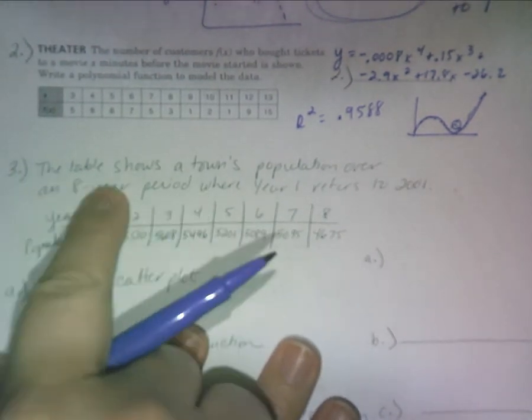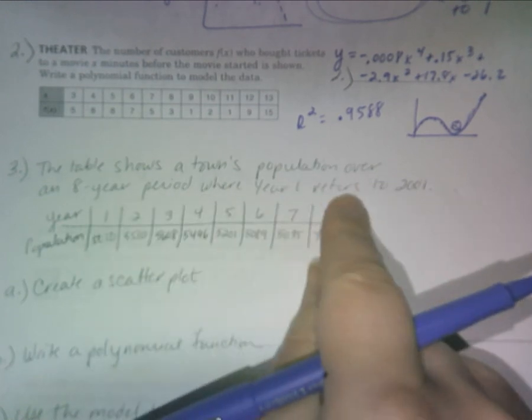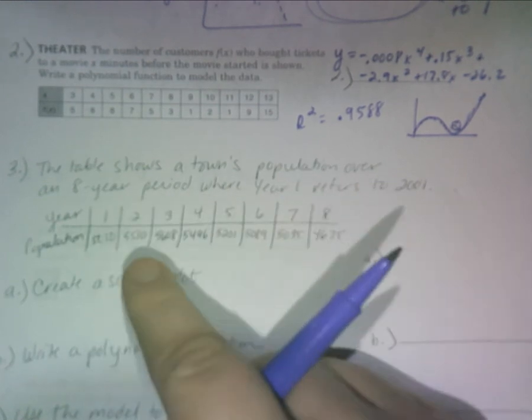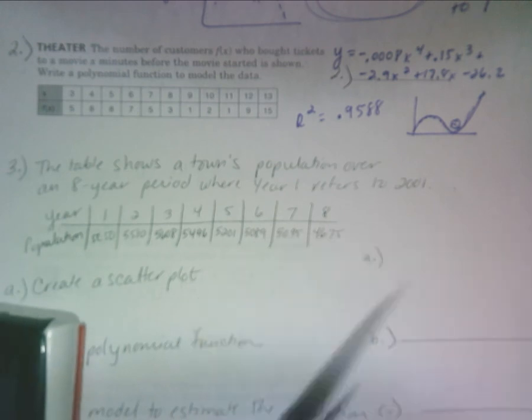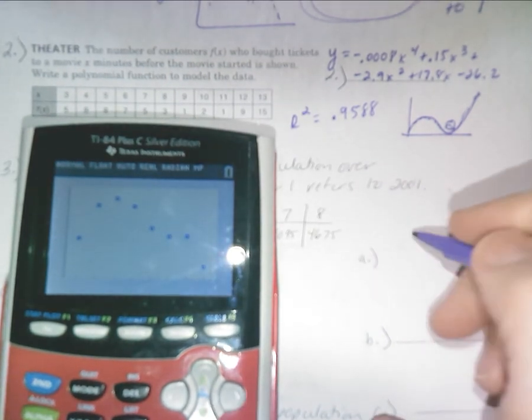We're going to do this number 3 together. The table shows the town's population over an 8-year period where year 1 refers to 2001. So one more time again, put this into your list. And this is a much easier one. All right, so looks like an M again. Would you agree? All right, so let's draw the scatter plot.